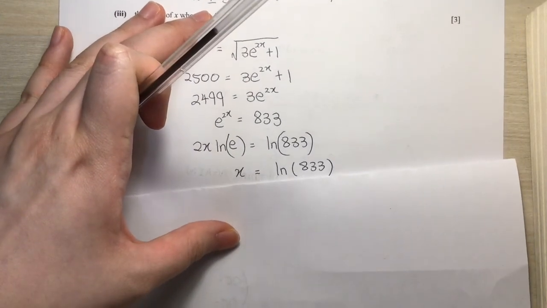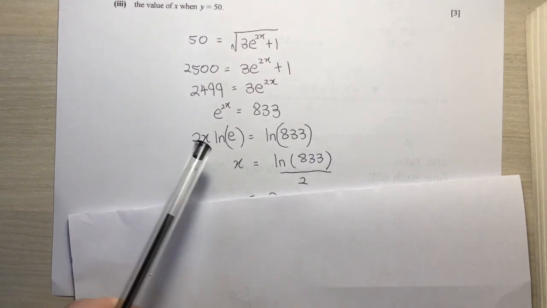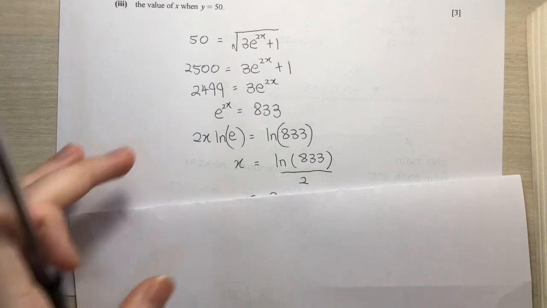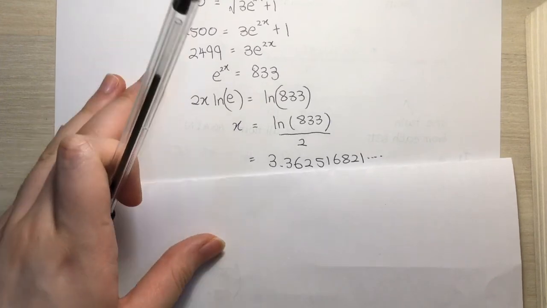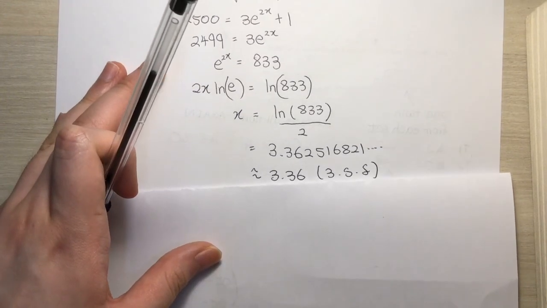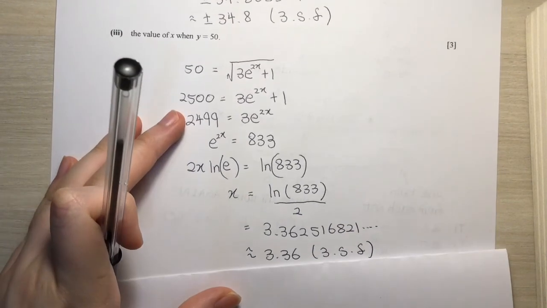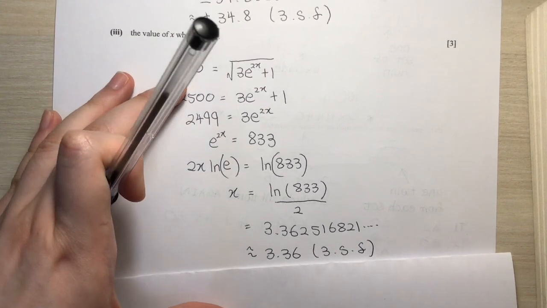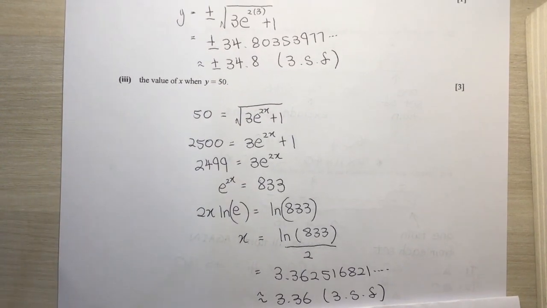To proceed on finding x itself, we divide the right hand side of this equation by 2 to get x alone, and you may get a really long answer again. Of course, you may write them all down. It's best to write them all down before you simplify to 3 significant figures, so the examiner knows how you get your 3.36. And this is how you get your answer for question 8.